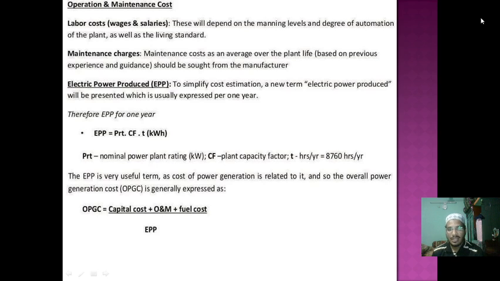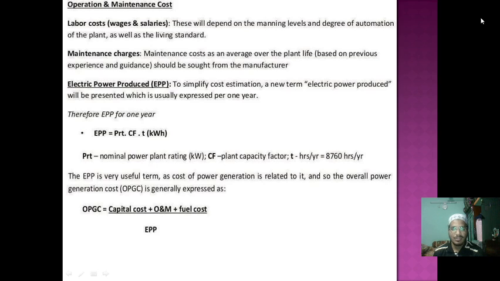We are not taking the holidays time, only the official working time. So 8,760 into the nominal power plant rating, how many kilowatts we produce, and the plant capacity factor. We should multiply all these three things, then only we can get the electric power we are producing in the whole year.